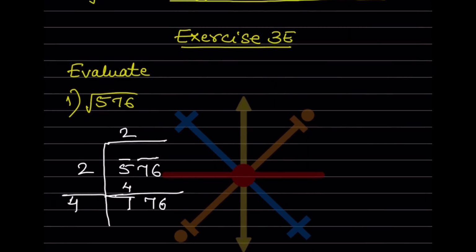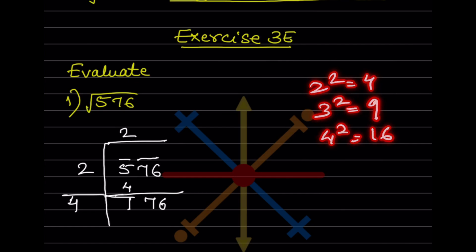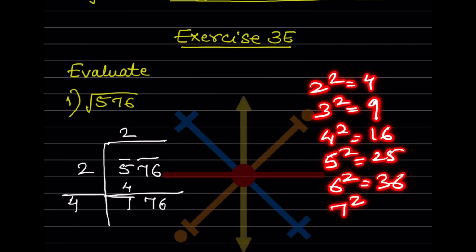Now what you have to see is this number 16, and check for this one, 40. Now see, where do we get 6 in between 40 and 50? So we get 6. Now you know 2 square is 4, 3 square is 9, 4 square is 16, 5 square is 25, 6 square is 36, 7 square is 49, 8 square is 64, 9 square is 81, 10 square is 100.